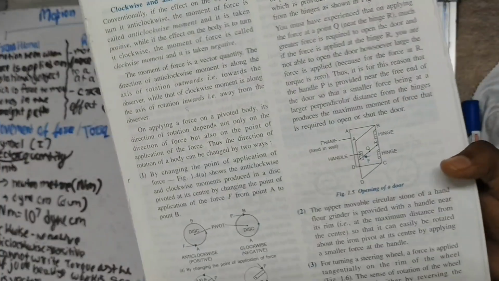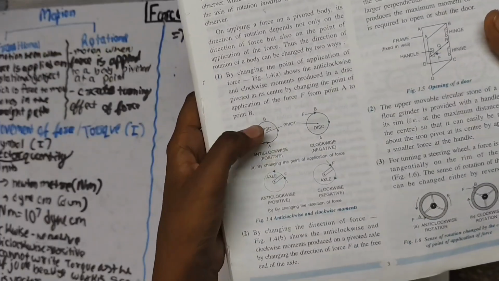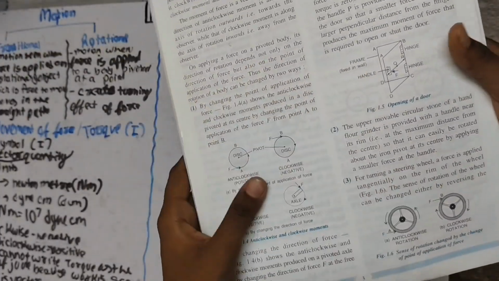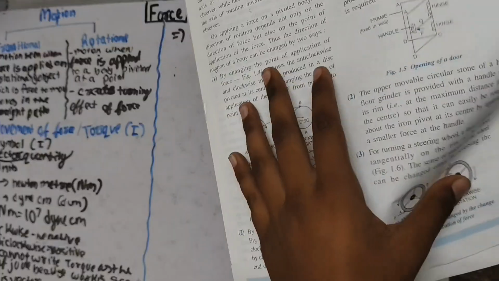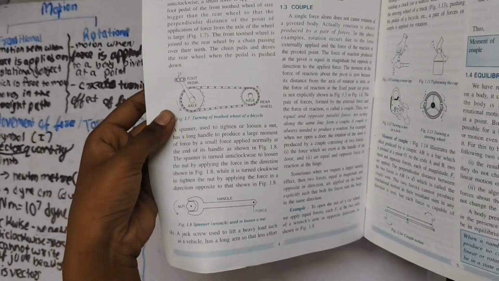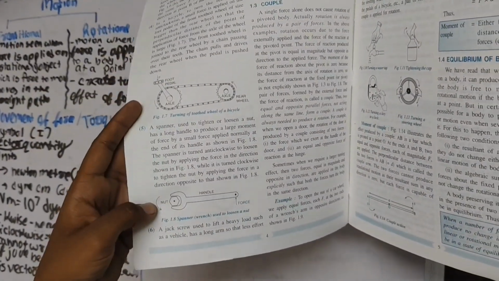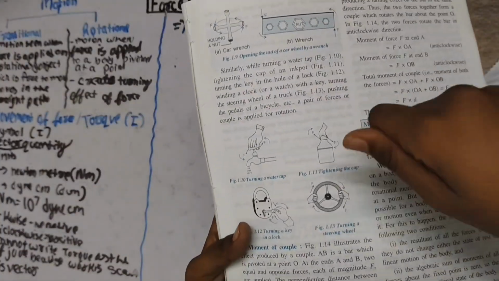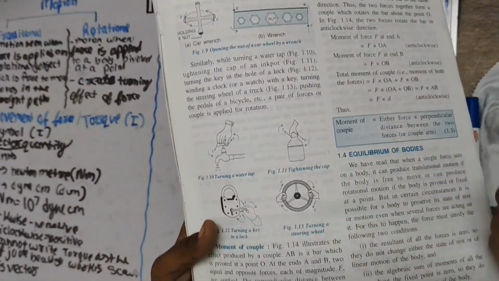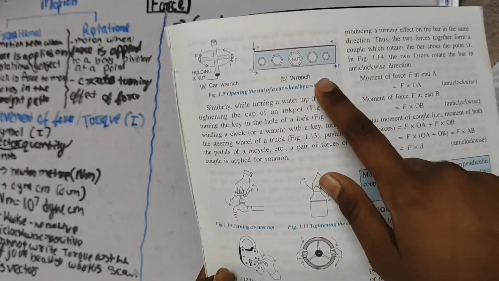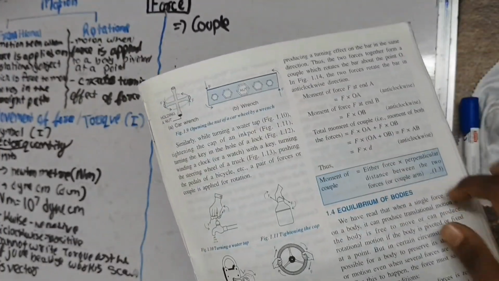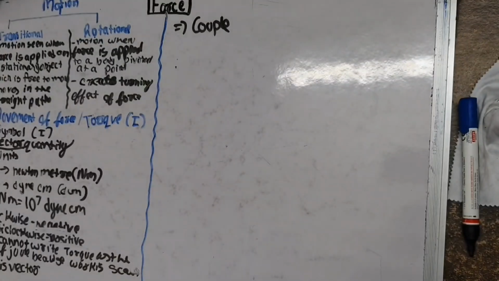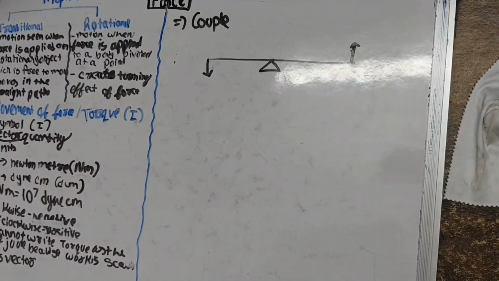These are the examples: anti-clockwise, clockwise. This is one for a door, one for a car which I told, one for a cycle, one for a spanner, a water opener like this, a car key. It is also in a wrench and a car wrench. So we are going to understand this. There are always two forces that rotate an object. So we call it a couple.